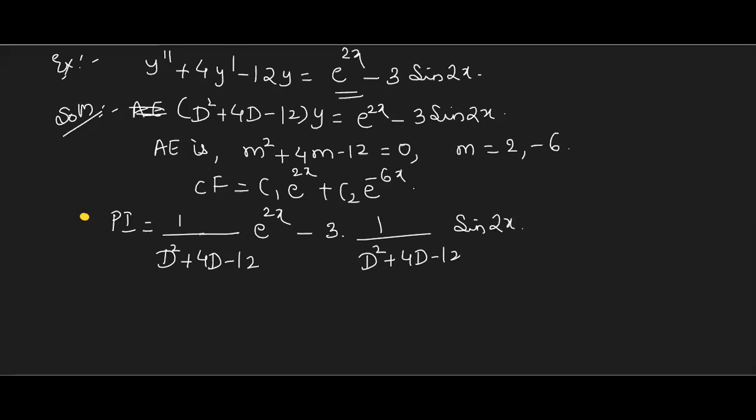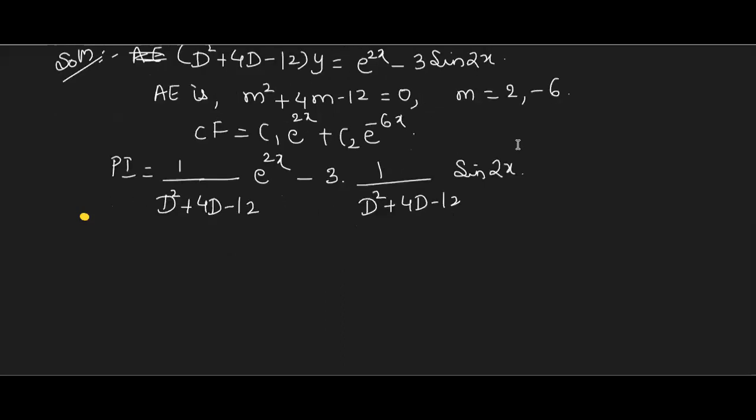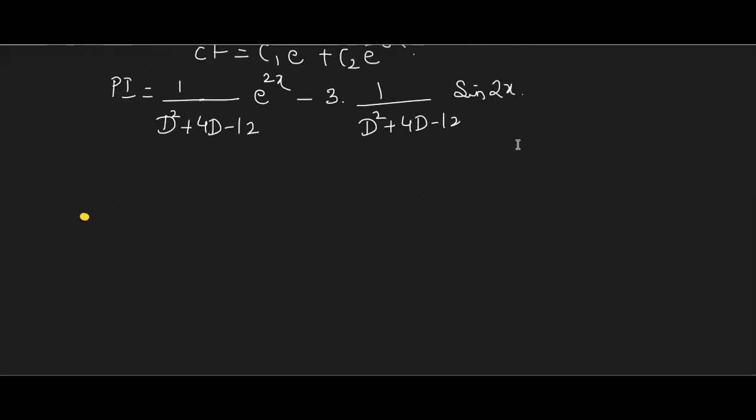Some students take it as PI1, PI2 and substitute back and all that. You people don't do it. It is simply a waste of time. So many questions you need to solve. So here, if you are not comfortable, you can just take one term and solve it, then solve the second term. That is far better. Now, this belongs to which case? E raised to 2x means.